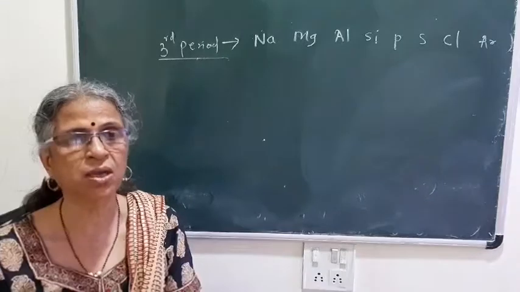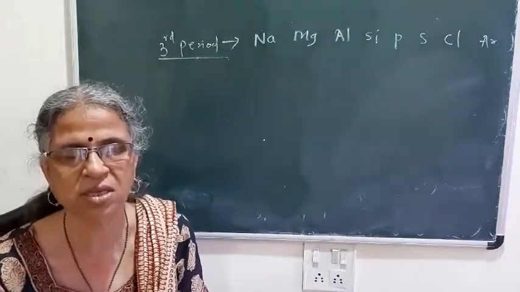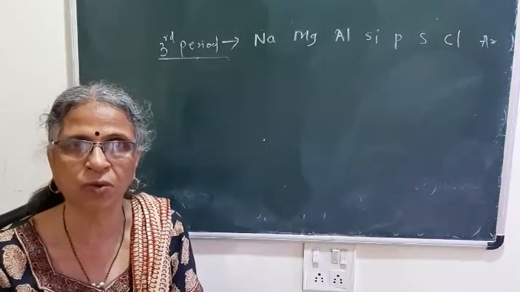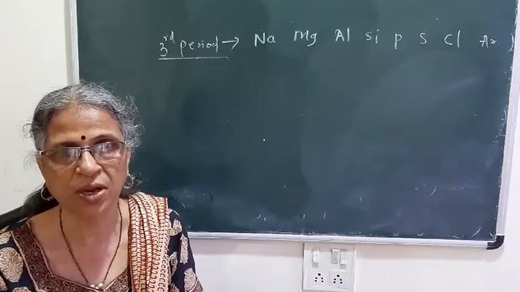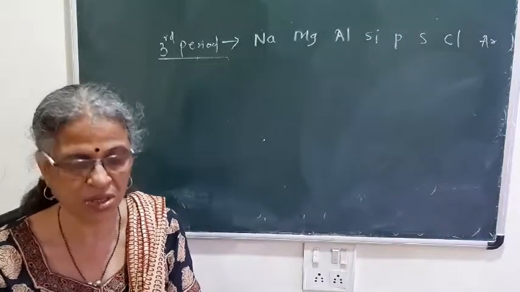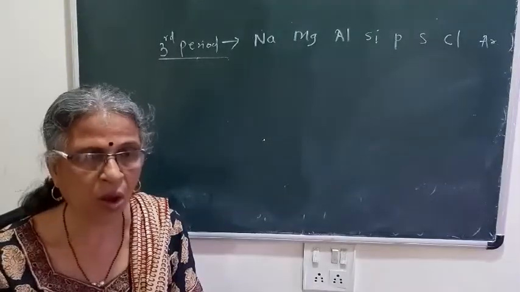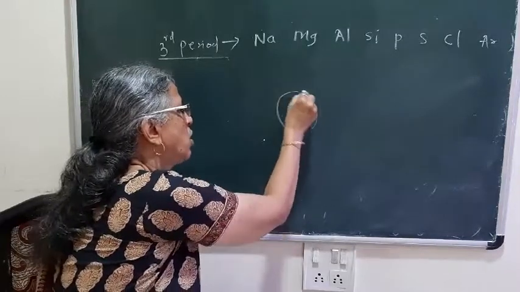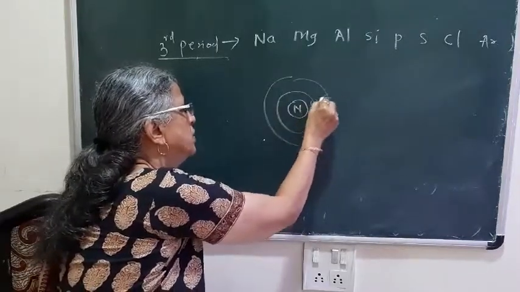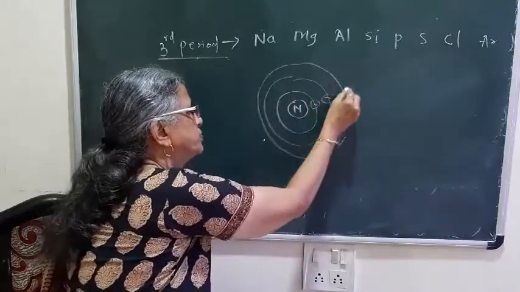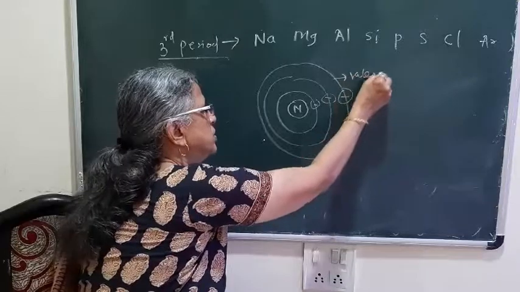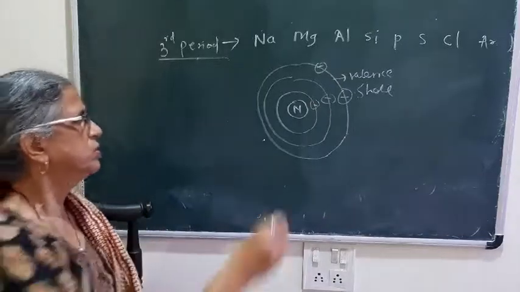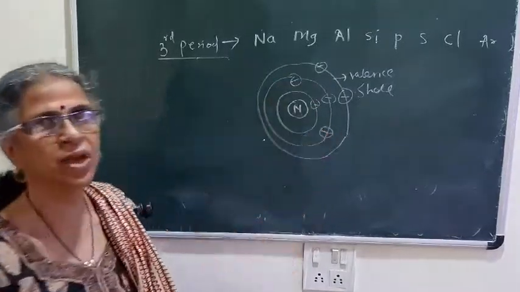Now you know that in an atom, at the center there is a nucleus, and around the nucleus there are orbits in which electrons are revolving. Now the nucleus has positive charge, that means this nucleus exerts attractive force on all the electrons present in the atom. So suppose this is the nucleus and these are the orbits in which electrons are revolving, and suppose this is a valence shell. I have just drawn this as an example.